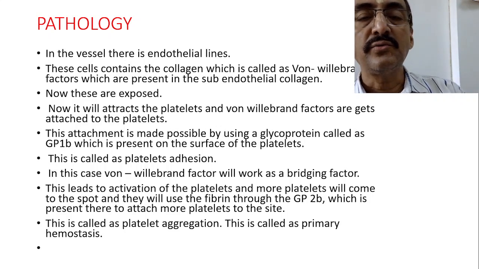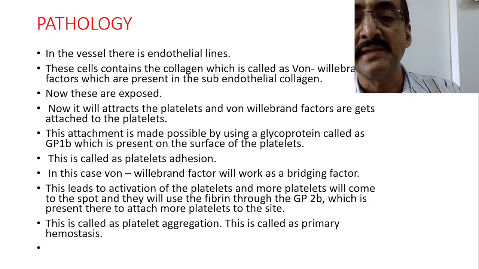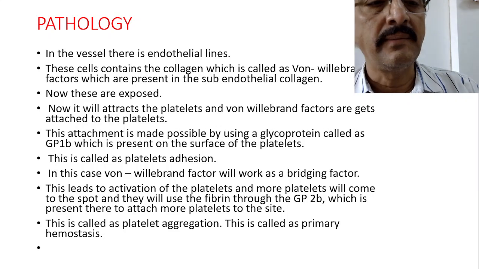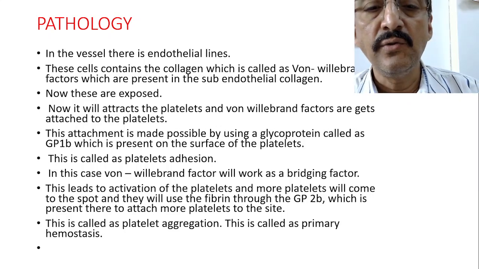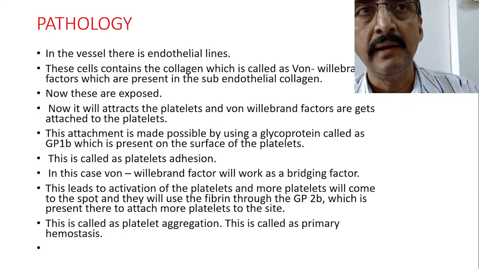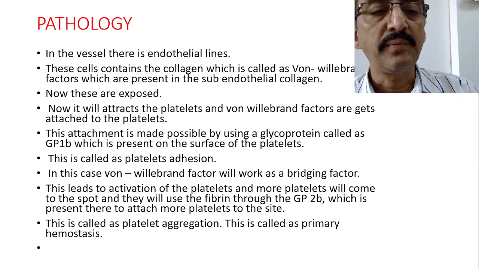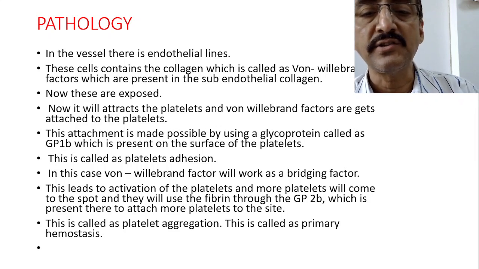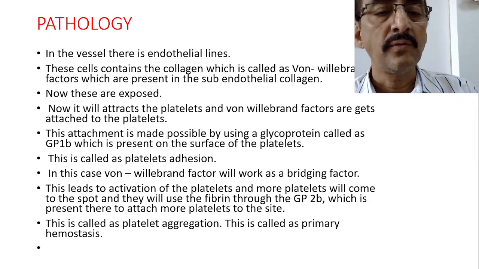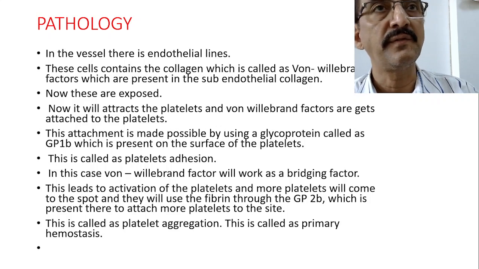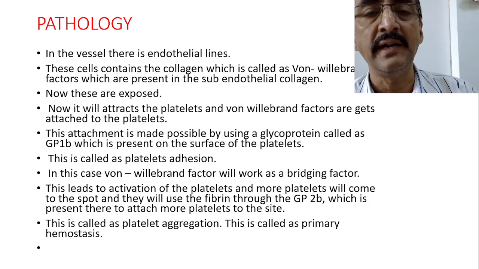Once this adhesion takes place, it leads to the activation of the platelets, and more and more platelets will come to the spot and use fibrin through GP2B, which is present there, to attach more platelets to the site. This is called platelet aggregation. Of course, in the first class we saw all these things, but not in detail. This is called primary hemostasis.